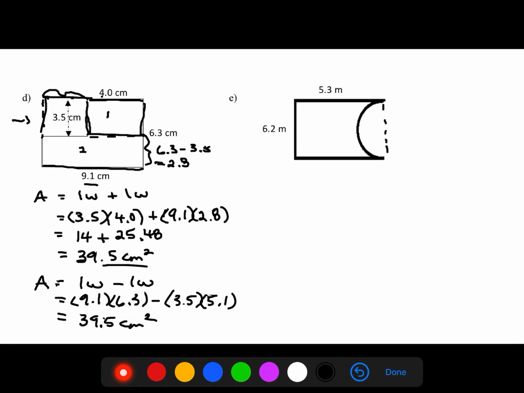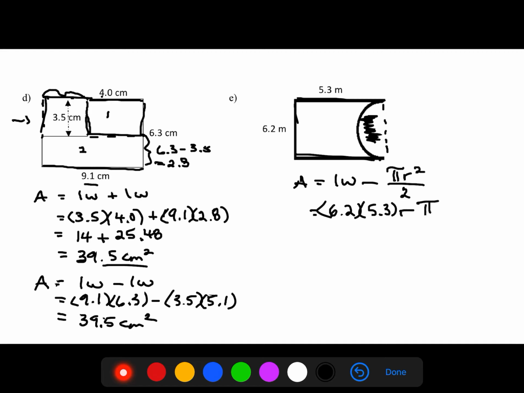For part E, this time we have, again, a little piece that's missing. And we want to figure out what we can calculate in this case, which is going to be our length times width for the entire rectangle, and then we're going to take away this little missing piece in here. And notice that that's half a circle, so we want the formula for a circle, pi r squared. Notice we can't use diameter for area, it's only radius. But we're going to divide this by 2 because there's only half of the circle that's missing there.